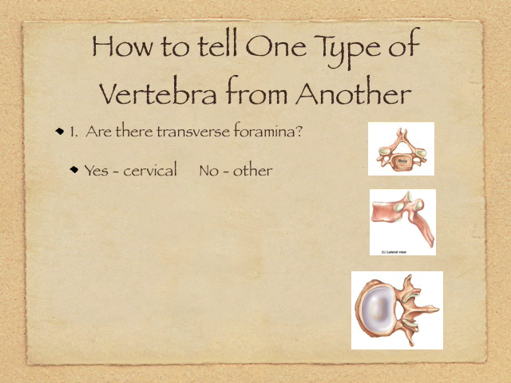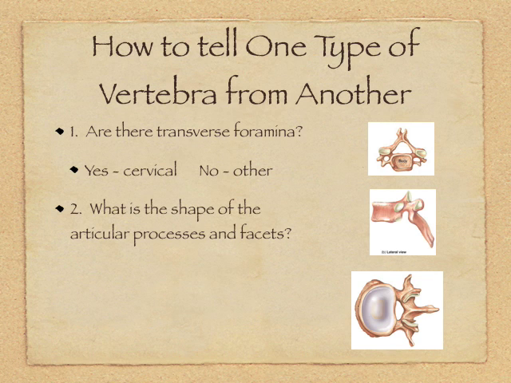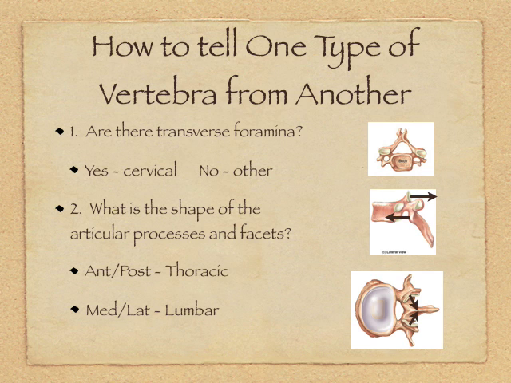Here's a thoracic and here's a lumbar. And of course I'm going to take you right back to the shape of the articular processes and the facets. Which way are they facing? What do they look like? If they're anterior posterior facing, it's thoracic. If they're medial and lateral facing, then it's lumbar. So, in 2 questions here, you can pick up any individual vertebra and know whether it's cervical, thoracic, or lumbar.